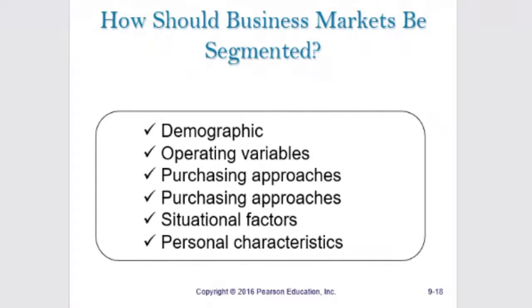So we would be looking at the technology. What customer technology should we focus on? That is the first important aspect. The second is, are they heavy users, light users, or medium users? So we would be looking at the user or non-user status within the domain of the operating variable.